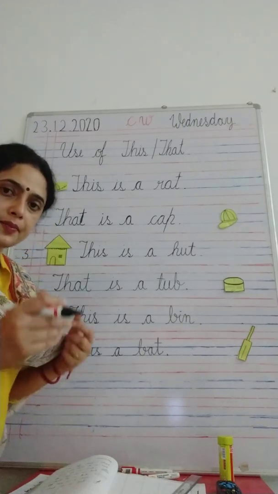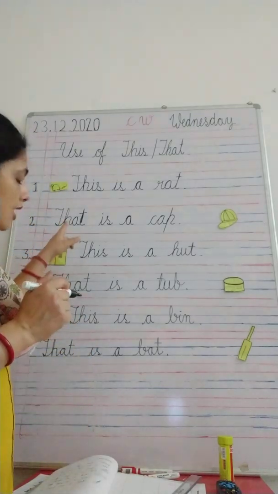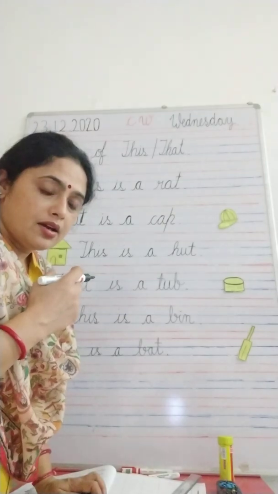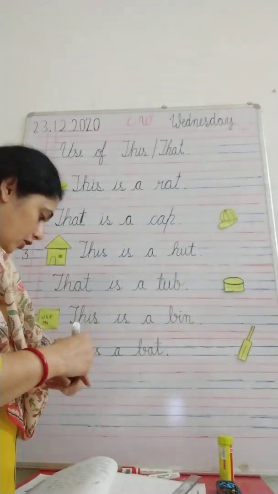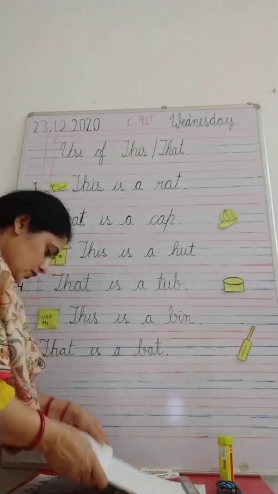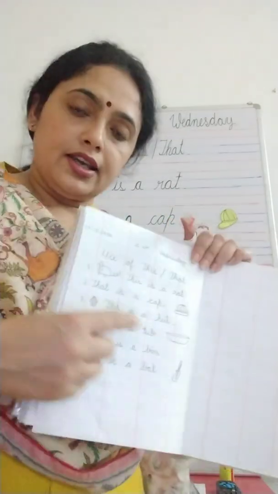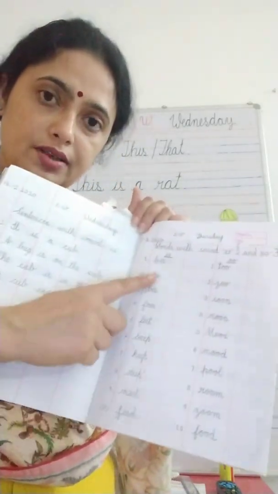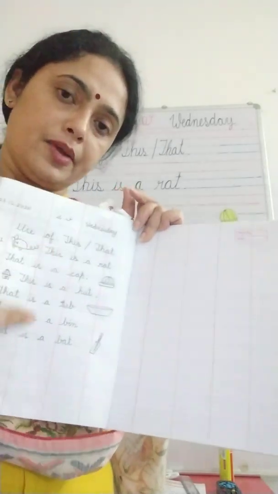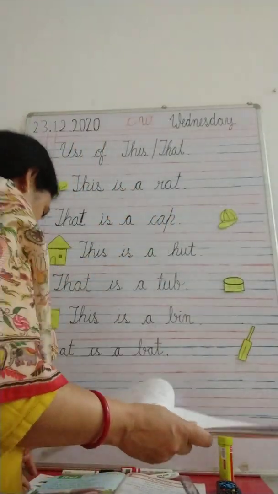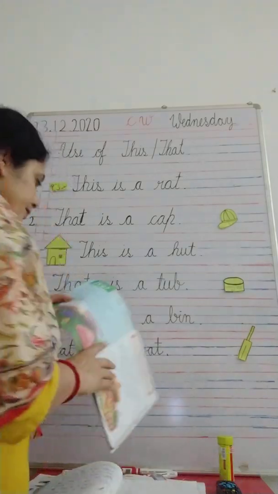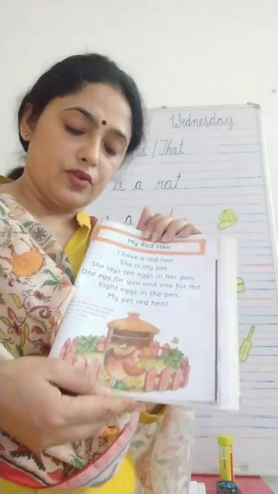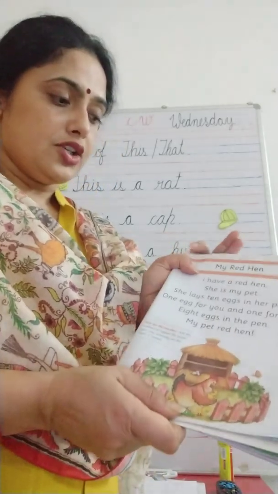So what do you understand? We use this when the things are near to us, and we use that when the things are far from us. Okay. Now you are going to do this work in your English notebook. You have two works to do. One is you have to repeat this work again in your copy, and one page of this and that. Now page number 45. We are going to do page number 45. Okay, so just read them.